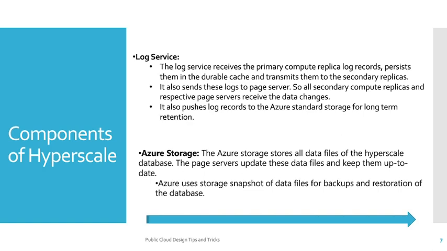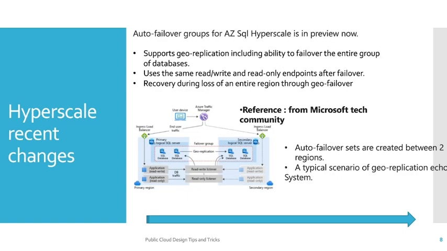Now the fourth one, Azure storage. The Azure storage stores all the data files of the hyperscale database. The page servers update these data files and keep them up to date. Azure uses storage snapshots of data files for backups and restoration of the database. So in case of any database deletion, for the backup you can get the data from the Azure storage. So these are all four components of Hyperscale database.